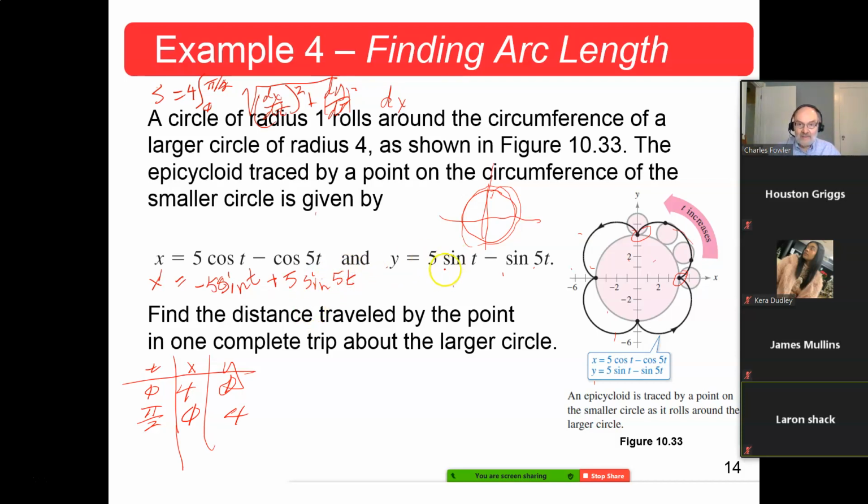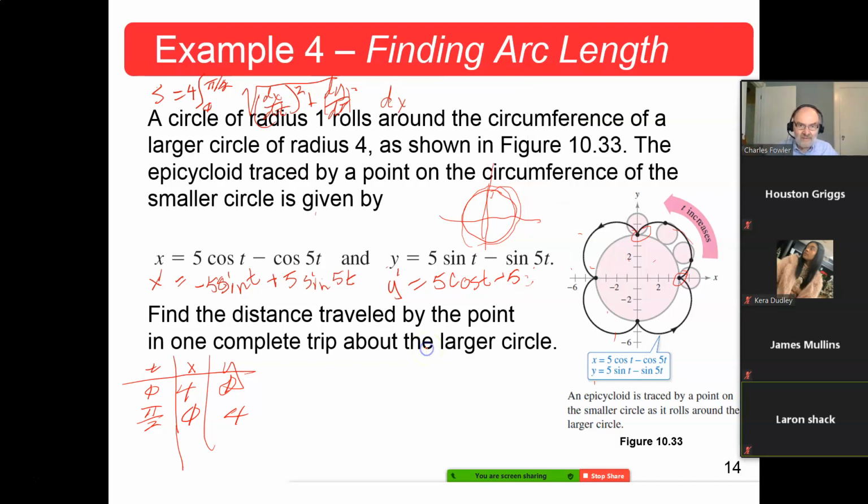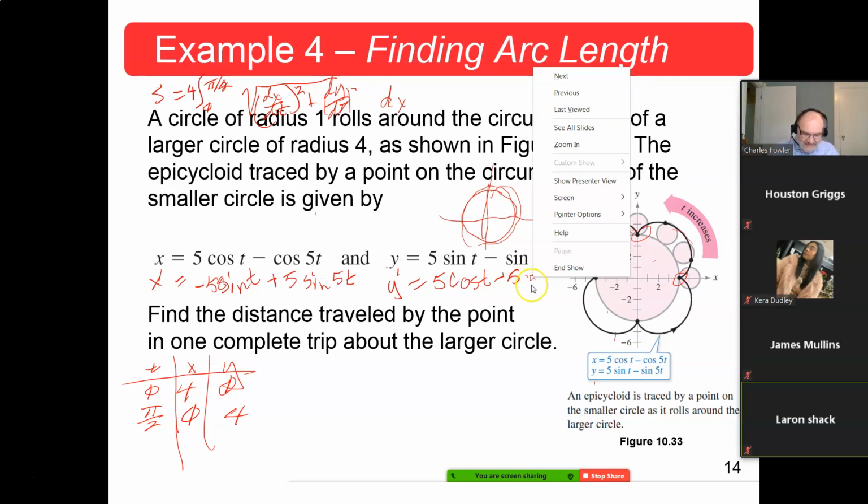Okay, now y prime, with respect to t, is going to be 5 times the cosine of t minus 5 times the cosine, if I could get this to write right. This is so aggravating. This tablet will sometimes write when you want it to. It writes when you don't want it to and doesn't when you do.